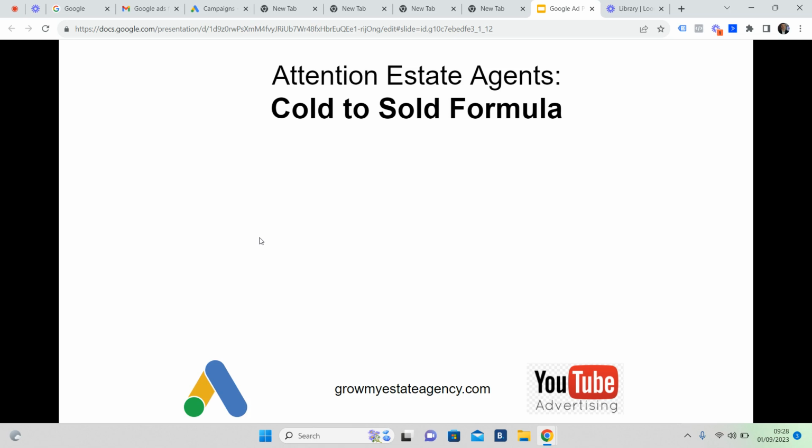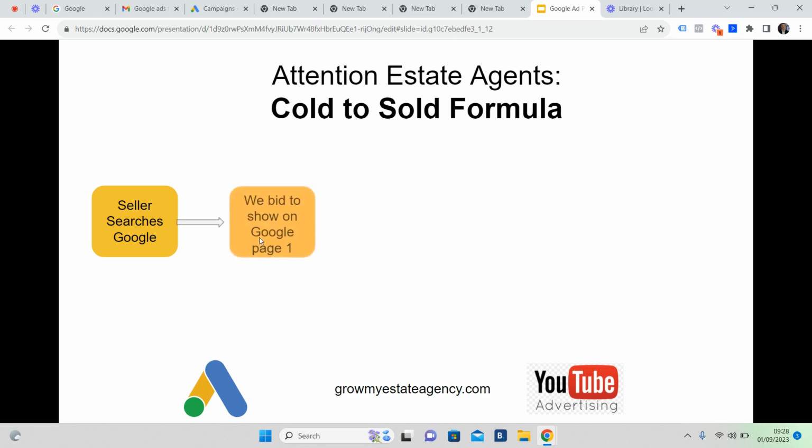But essentially, this is our cold to sold formula for estate agents or for any business really. So we're only getting in front of people who are doing a Google search. They're not looking for coffee shops, they're not looking for trainers. These guys and girls have actually gone to Google to search for a basic solution to their problem. Their problem being, house is too small, house is too big, whatever it may be. They need to consider moving. So they'll do a Google search.